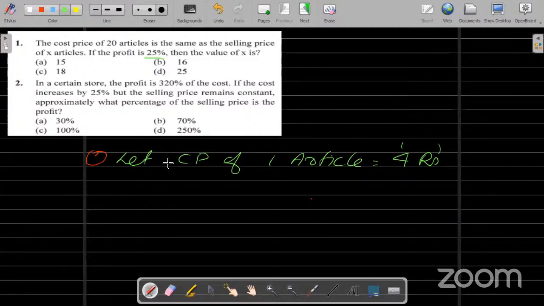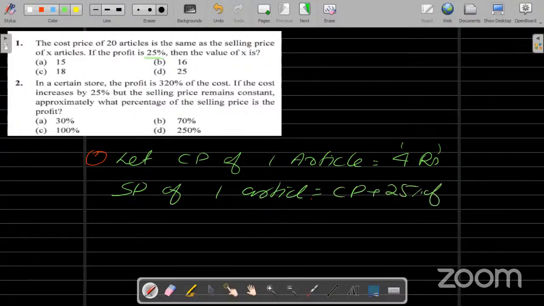Okay. So let the cost price of the article be 4 rupees. Then the selling price of one article will be cost price plus 25% of cost price. So the cost price is 4 rupees, so that will be 4 plus 25% of 4, which is 1. That is equal to 5 rupees. Okay. So this you can do in a fraction of a second. No need to write anything to get this much. So the cost price of one article is 4 rupees and the selling price is 25% more than the cost price, which is 5 rupees. Right.